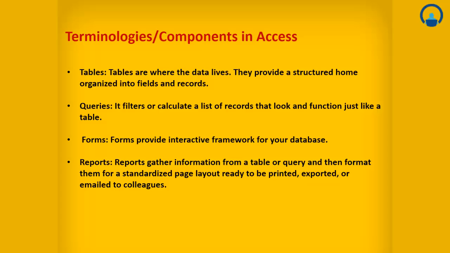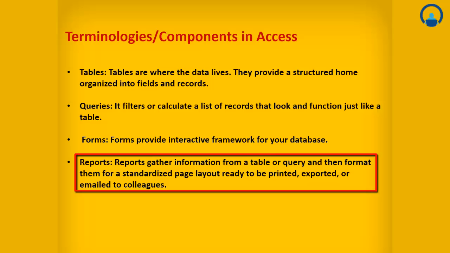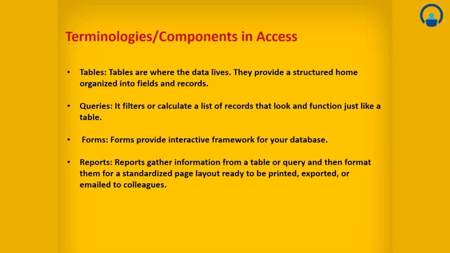The last main component of Access is reports. These are basically the output. They summarize the fields and records from a table or a query, and bring it in a very easy to read format, something that can be printed out directly and can be used for analysis. So reports gather information from tables, queries and other sources, and in a standardized page layout give the output which can be printed, exported or emailed to colleagues. So these were the components of Access which we are going to see in detail.